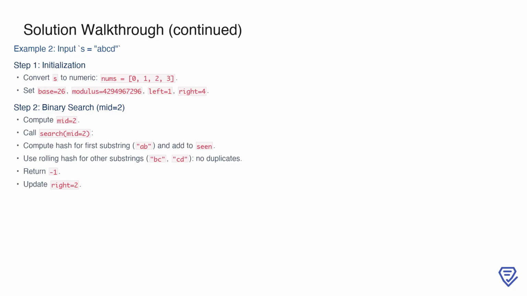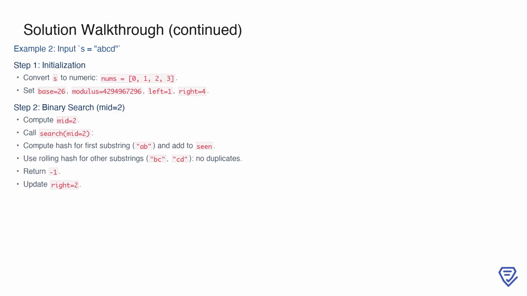For the first binary search iteration, we calculate the midpoint, mid, as 2. The search function computes the hash for the first two characters, AB, and adds it to a set. Using the rolling hash, we check the hashes for the substrings BC and CD, but no duplicates are found. Thus, the search function returns -1, indicating no duplicate substrings of length 2.